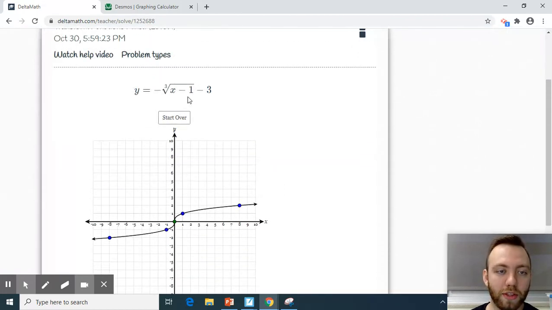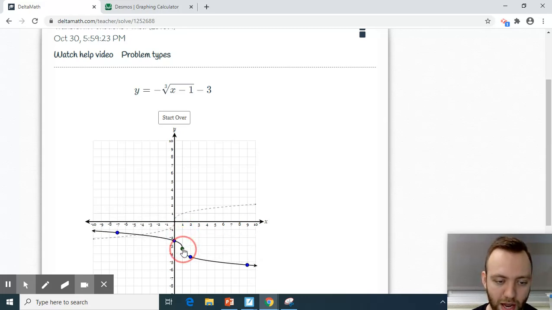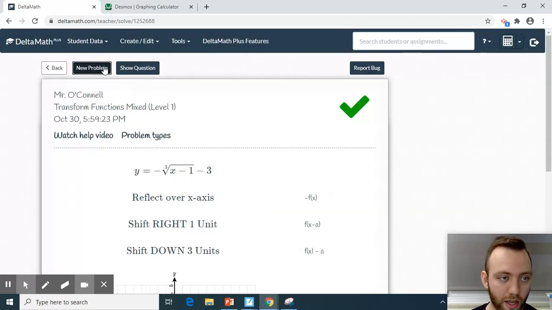Okay, so now there's some more stuff going on here, right? So we have a cube root. Negative is on the outside of the cube root. If the negative is on the outside, that means take your positives and make them negative, or take your negatives and make them positive, or if it's on the outside, you can just remember flip over the x-axis. Minus 1 on the inside means move to the right 1 because it's opposite day inside, and then negative 3 on the outside means move down 3. So we had 3 things going on there, right?